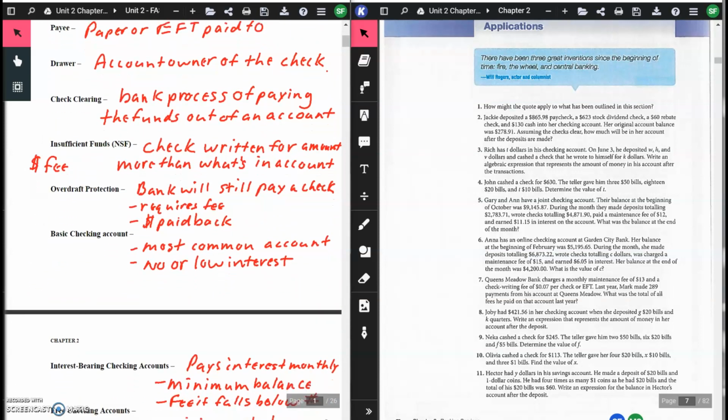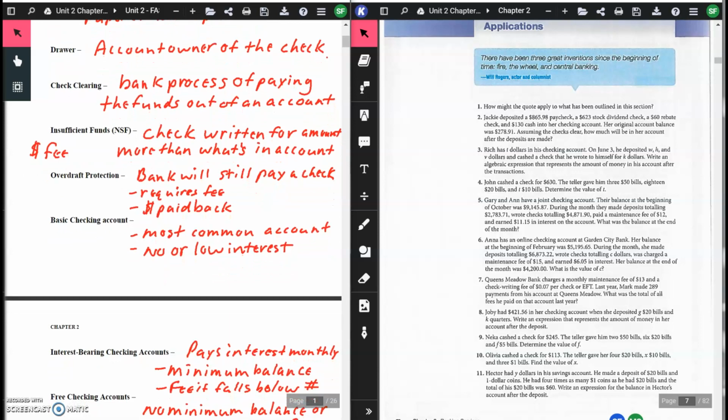Check clearing is the bank process of paying the funds out of one account and then into the other account. Insufficient funds, or NSF, is where checks are written for an amount more than what's in the account. You've heard of bouncing a check. That is insufficient funds. Typically there's a fee charged to the person who wrote the check, and the person the check is written to does not actually get that money.